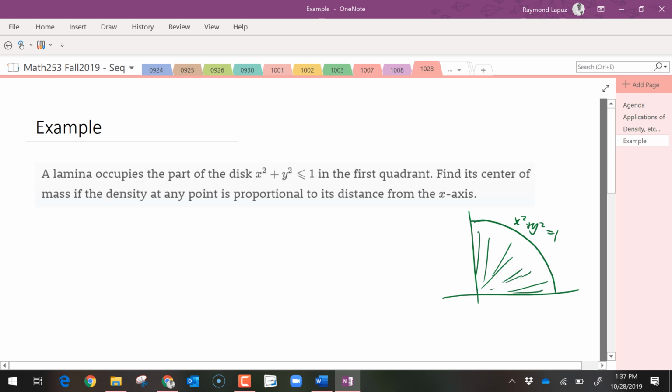And then the density function rho, let's be more specific, it's a function of x and y. It's proportional to its distance from the x-axis. So you guys have heard the word proportional to something, right? So what does that mean? So k, your constant of proportionality, times that, which is the distance from the x-axis. So depending on what x you're in, it's going to be going along the x-axis.